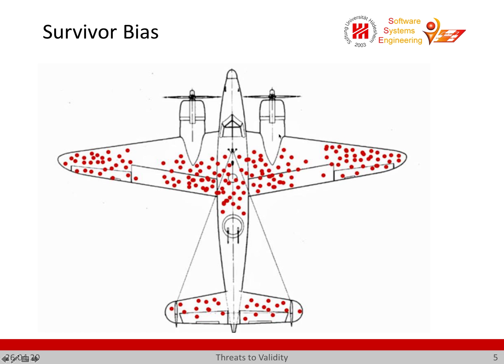We would expect them to be highly fragile, to be the most problematic places to be hit, but we don't see any points here. Why is that? And the answer is survivor bias. These are the machines that returned, and those that were hit in these areas, they actually didn't return. It's not like they weren't hit there. So actually, where we would need more armor is exactly in these areas without the bullets. And that is survivor bias.